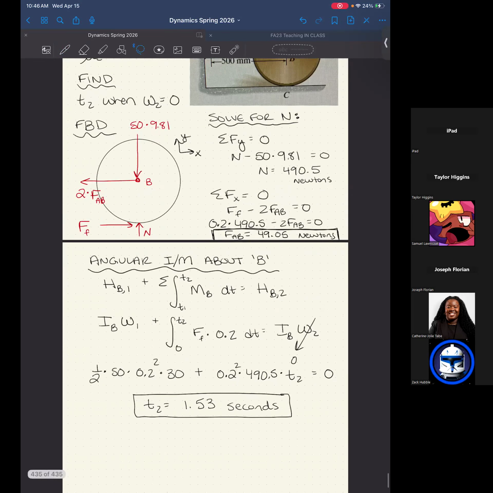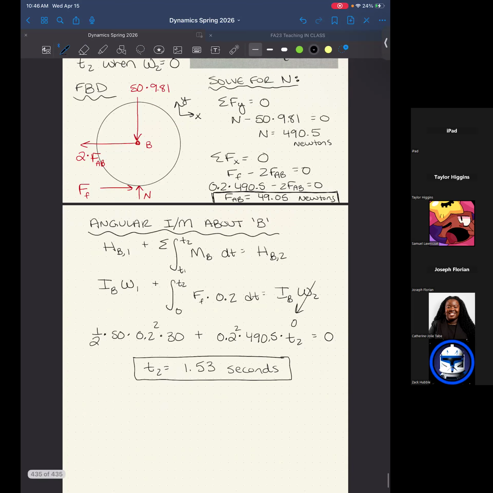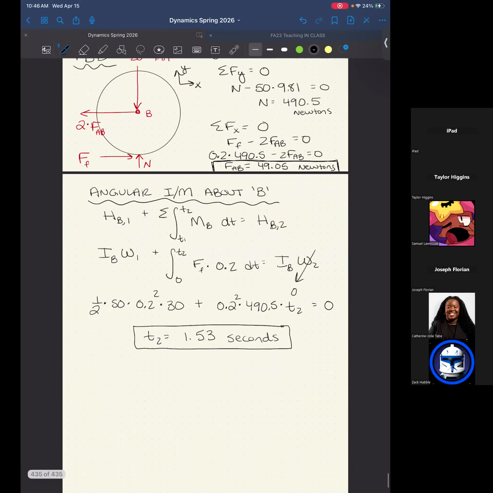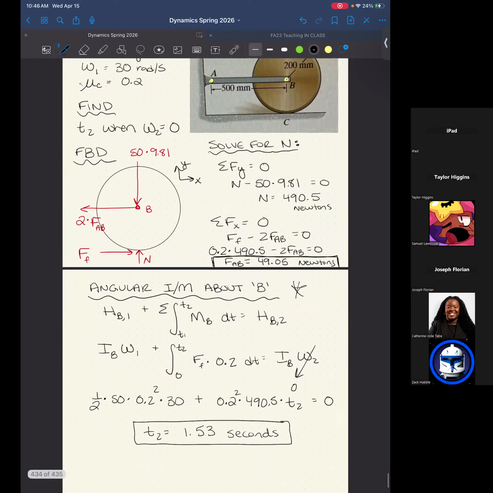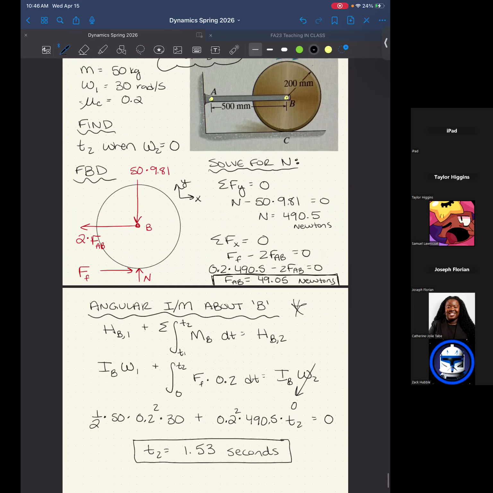Okay, so some alternative ways that this could have been done. We could have actually used our linear impulse momentum in the y direction to find N. We could have used linear impulse momentum in the x direction to find F_AB. But I didn't because I don't have to. I feel certain there's probably a couple of different ways we could have done this last part, but I think this is probably the most direct. Any questions?